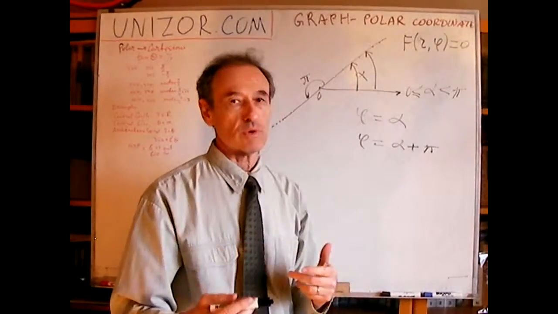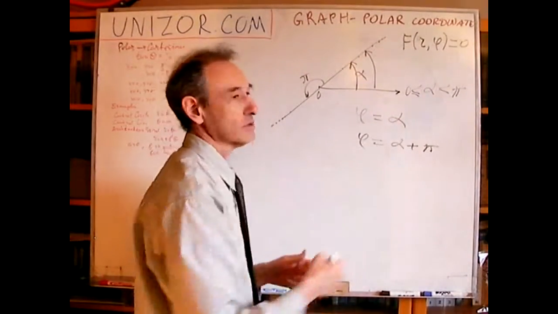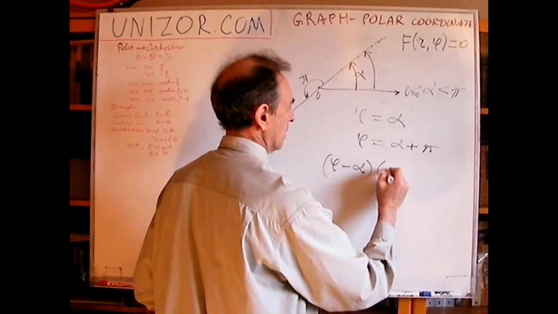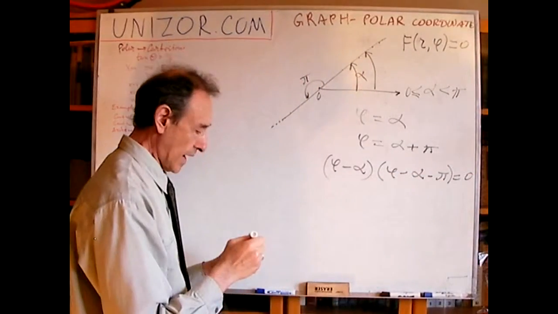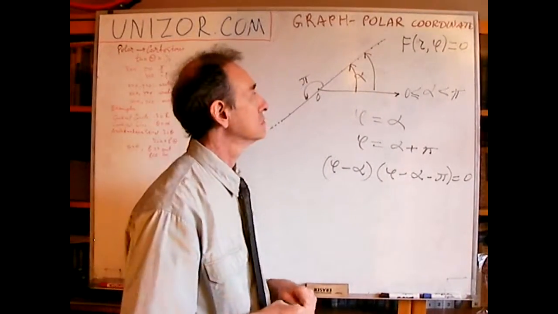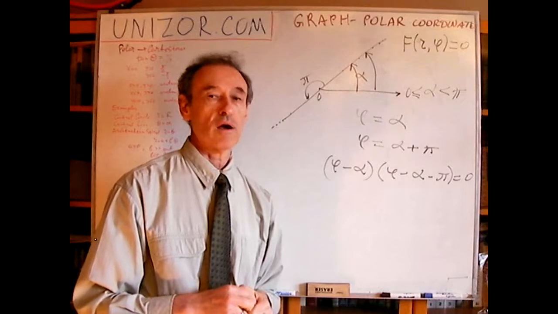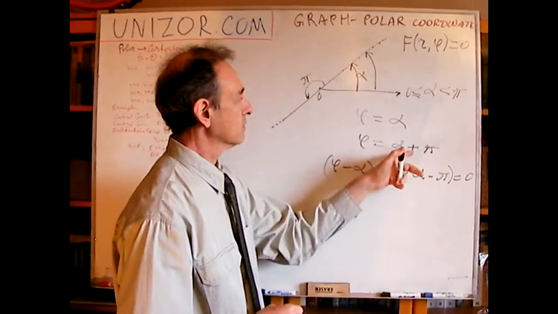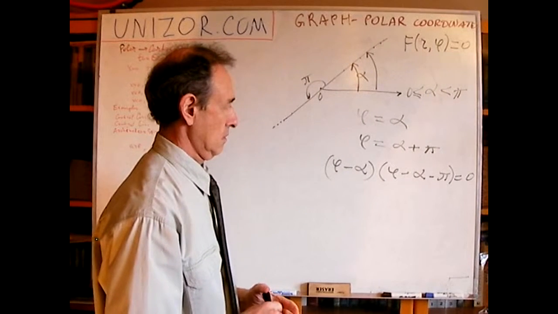Well, in the previous lecture I was talking about how to unionize two different graphs. You can use, for instance, the product equal to 0, right? So (phi minus alpha) times (phi minus alpha minus pi) equals 0. This might be an equation of the line. r is not part of this; it doesn't depend on r. It depends on phi. So phi can be either equal to alpha or equal to alpha plus pi. So for any alpha within this range, that's true.